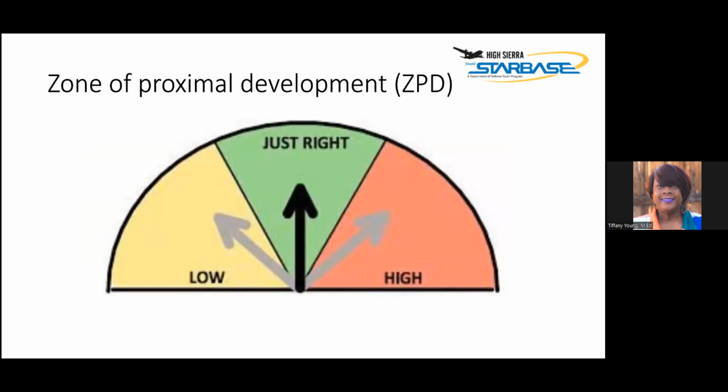Another aspect I want to talk about is called the zone of proximal development. That basically says that we want to pick instruction for students that is not too difficult and not too easy. You want to find the concepts and instruction that is just right for those students.